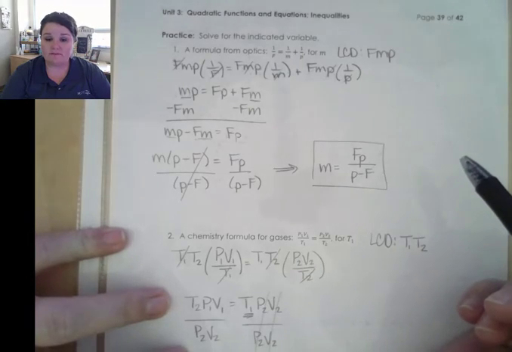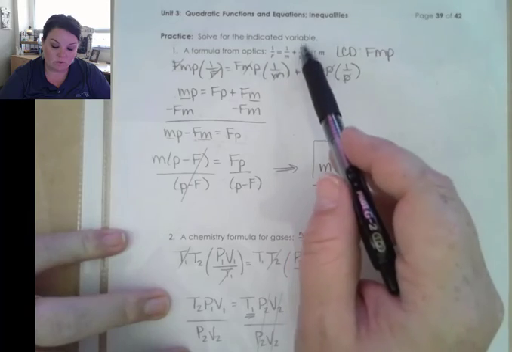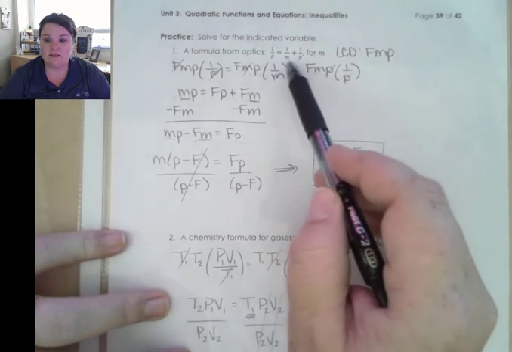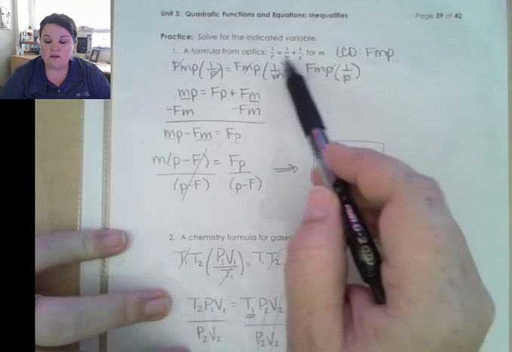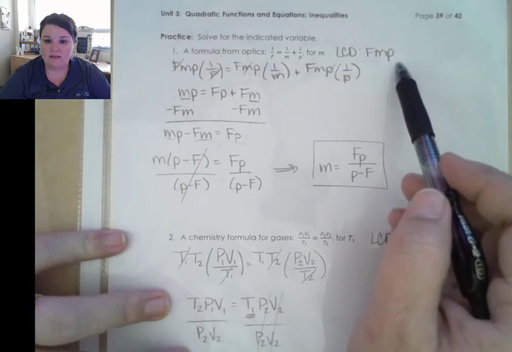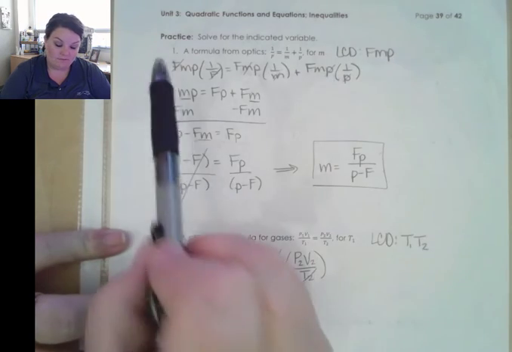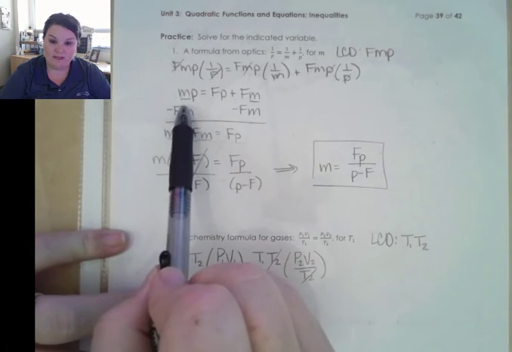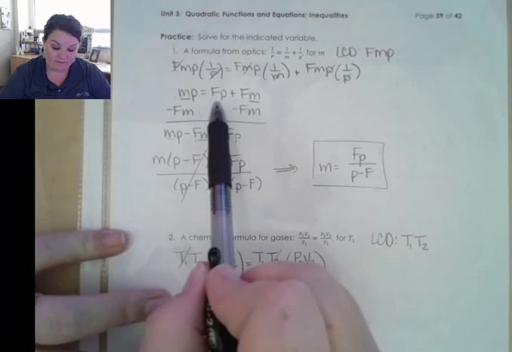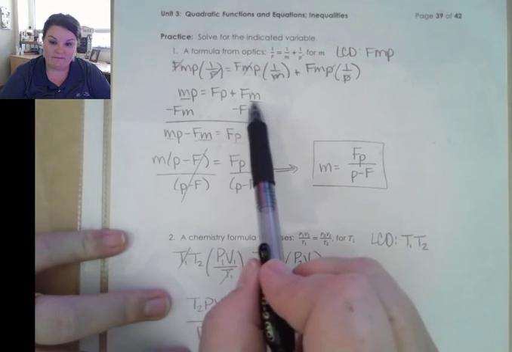Okay, let's go ahead and look at the first practice problem. We're solving 1 over f equals 1 over m plus 1 over p for m. If I want to clear out all of these denominators, then I need to multiply by f, m, and p. So I'm going to multiply every single term by f, m, p. On the first term, my f's will cancel. I'm left with mp. Second term, my m's cancel, and I'm left with fp. And third term, my p's cancel, and I'm just left with fm.